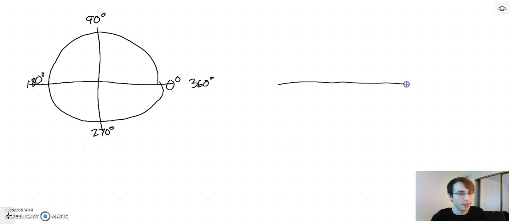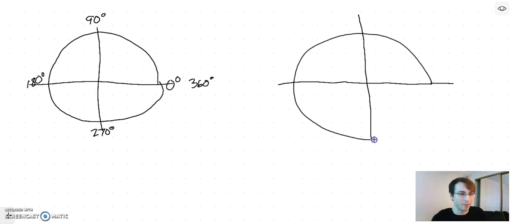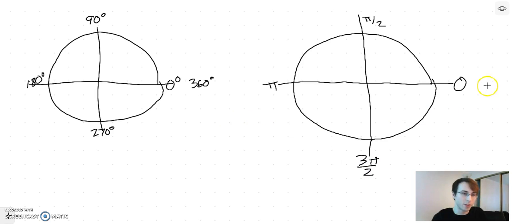Radians is the same idea, except you do it with multiples of pi. Now, I know this might seem kind of strange, but just bear with me for now, and it'll make sense in a sec. So we start out with 0, and then 90 degrees is going to be equal to pi over 2. 180 degrees is going to be equal to pi, and 270 degrees is going to be equal to 3 pi over 2. And a full circle, 360 degrees, is equal to 2 pi.